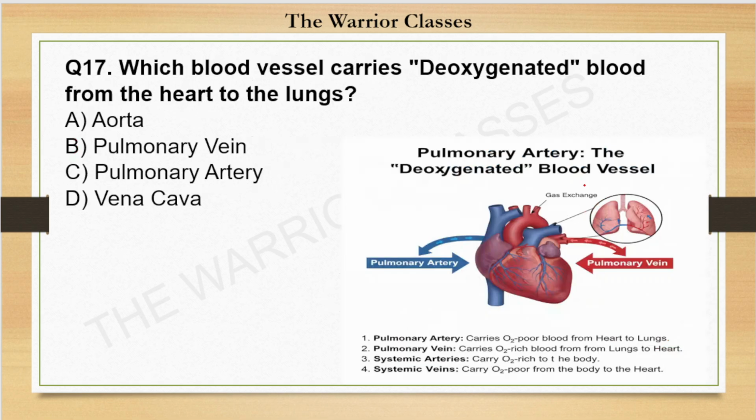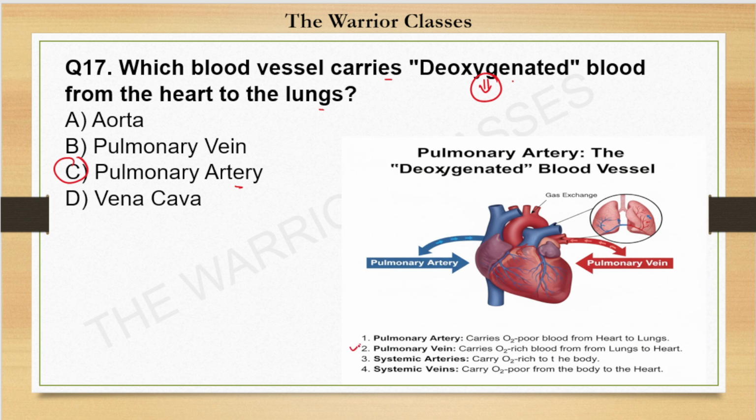Now moving to the next question. Which blood vessel carries deoxygenated blood from the heart to the lungs? Deoxygenated blood means impure blood. And the correct answer will be option C. It is the pulmonary arteries. Pulmonary arteries carry deoxygenated blood from the heart to the lungs.